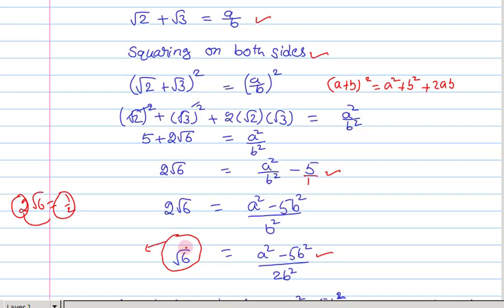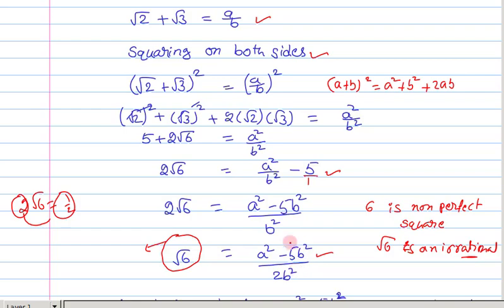Why is root 6 an irrational number? Because 6 is a non-perfect square. The square root of a non-perfect square is an irrational number. By this we can write root 6 is an irrational number. But what did we get? We got root 6 is a rational number.